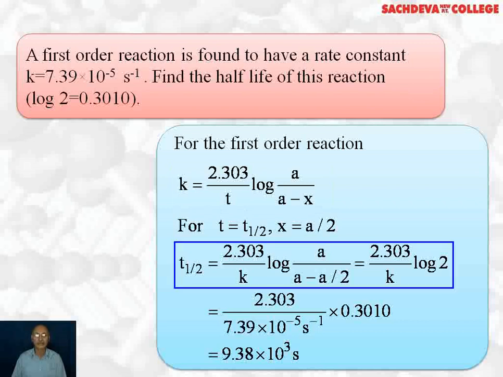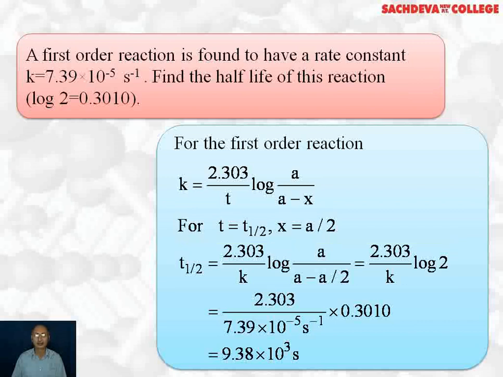So T half is equal to 2.303 divided by K log of A divided by A minus A by 2, which is equal to 2.303 divided by K into log 2. Log 2 will come out to be 0.3010. So you will get 2.303 into 0.3010 divided by value of K. We have substituted 7.39 into 10 to the power minus 5. The answer comes out to be 9.38 into 10 to the power 3 seconds. This is the half-life of the reaction.